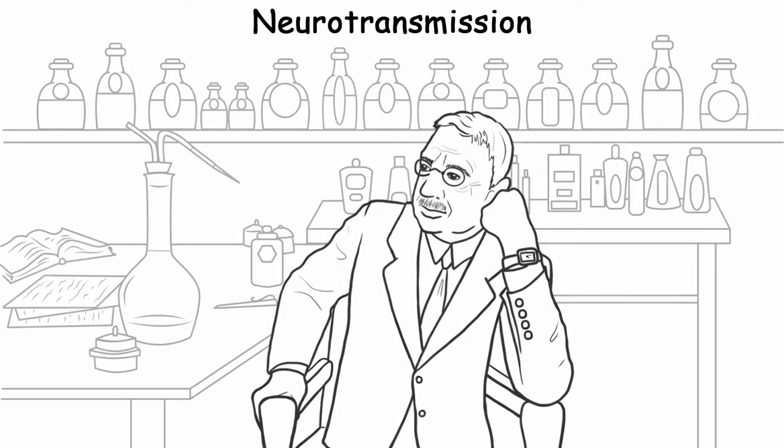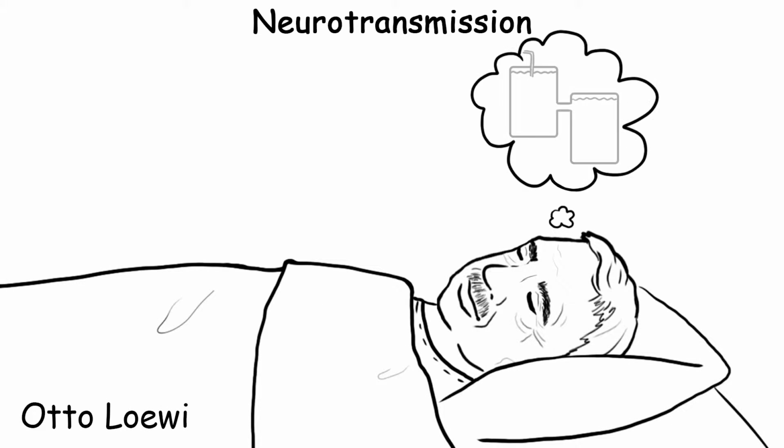If nerve impulses are carried along chains of neurons, as we've been saying, how are they transmitted between neurons or between a neuron and its effector organ? This was a question that plagued Otto Loewi in the 1920s. One night, Otto dreamt about an experiment using frogs' hearts that he hoped would answer his question.